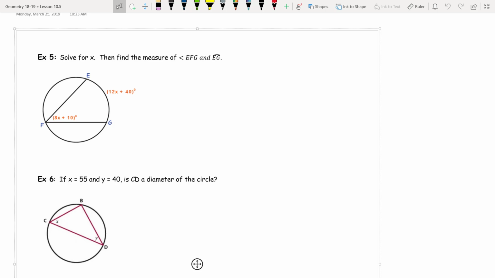So if we look closely, we've been given an inscribed angle, and we've been given its intercepted arc. And we know that angle F, the inscribed angle, is half the intercepted arc, so half of EG. All I'm going to do is plug in those values. So I'm going to have 8x plus 10 equals half of 12x plus 40.